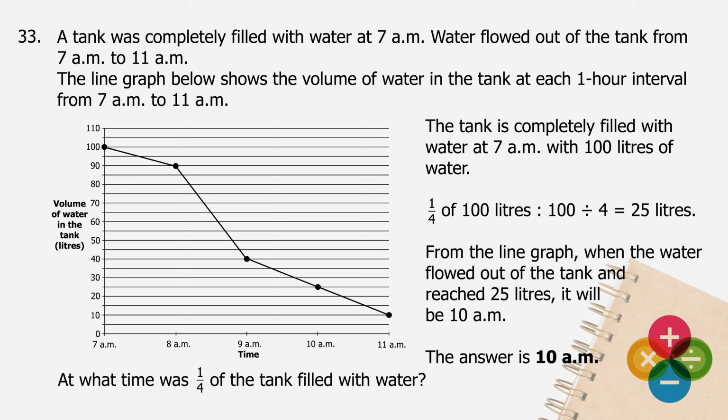The tank is completely filled with water at 7 a.m. with 100 liters of water. 1/4 of 100 liters will be, divide 100 liters by 4, and the quotient will be 25 liters. From the line graph, when the water flowed out of the tank and reached 25 liters, the time will be 10 a.m. The answer is 10 a.m.